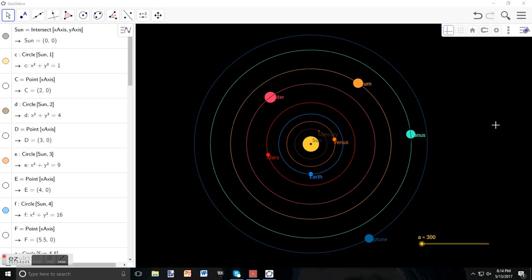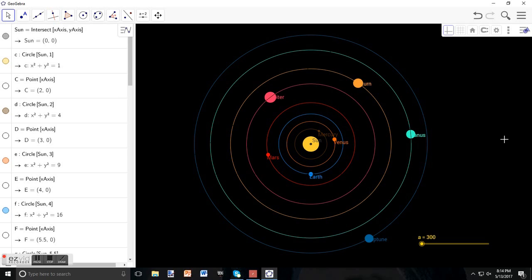Hi, and today I'll be teaching you about horizontal and vertical tangent lines. To do this, I'm using a cool program called GeoGebra. You might have heard of it, probably have. With this, you can use mathematical formulas, and it'll display them for you.